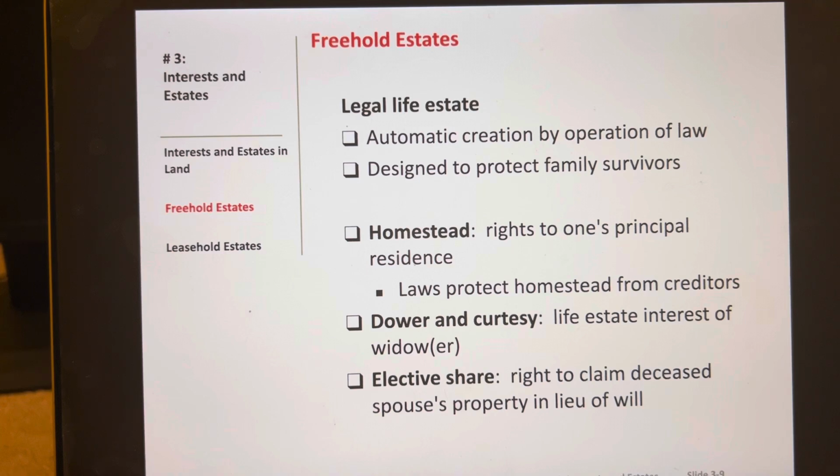Okay, then another law we have is dower and courtesy. These are life estate interests of the widower. Dower is a wife's life estate interest in the husband's property. When the husband dies, the wife can make a claim to portions of the decedent's property. Courtesy is the identical right enjoyed by the husband in a deceased wife's property. Property acquired under dower laws is owned by the surviving spouse for the duration of his or her lifetime.